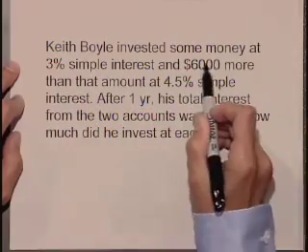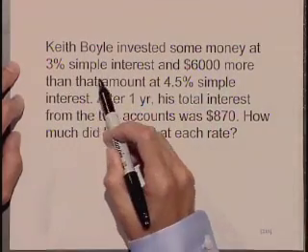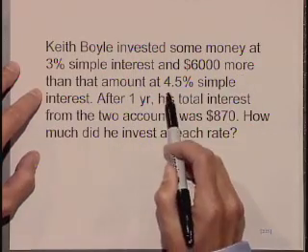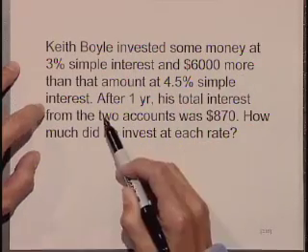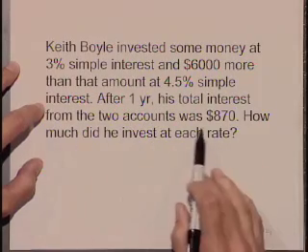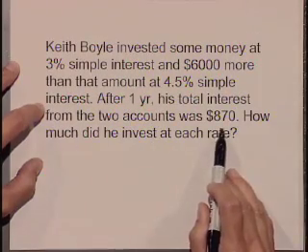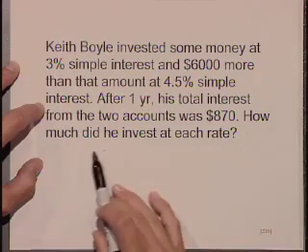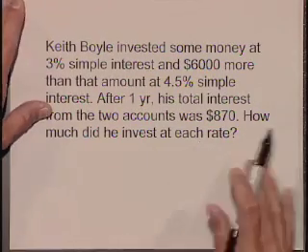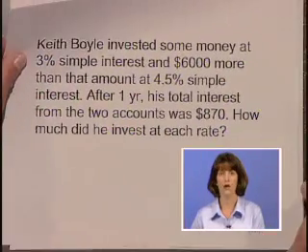Let's solve this application. Keith Boyle invested some money at 3% simple interest and $6,000 more than that amount at 4.5% simple interest. After 1 year, his total interest from the two accounts was $870. How much did he invest at each rate? Now first we want to recognize this as an interest problem.